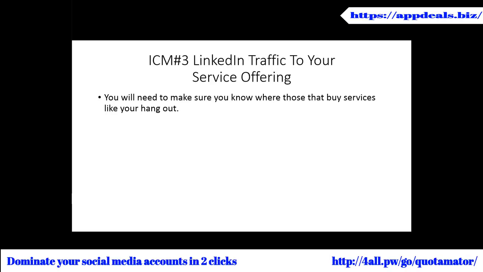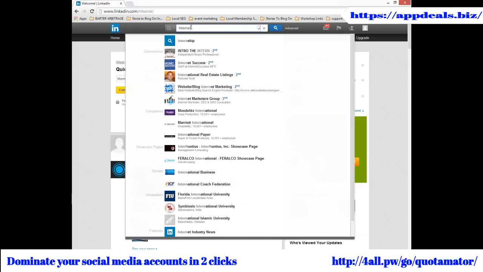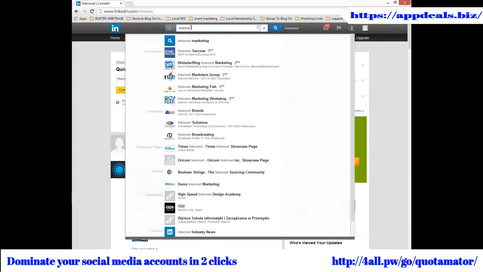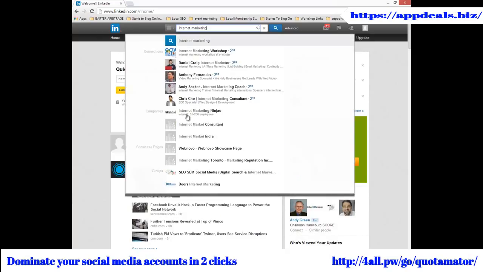Let's take a look at LinkedIn right now. Okay, you are inside of LinkedIn now, and one of the things that you want to think about is, where are the people going to be that are going to be buying your services? Where do they have the need? And you can use the search bar for that. Now, if you are going to be looking for social media professionals and internet marketers, you can start your search looking for groups that are full of those people. Okay, and you'll start to see groups.